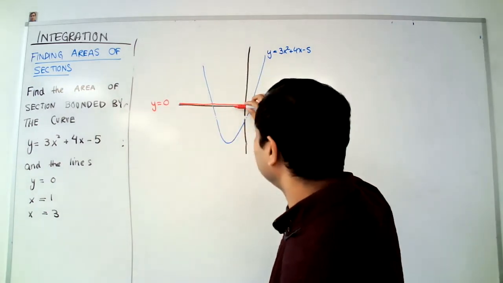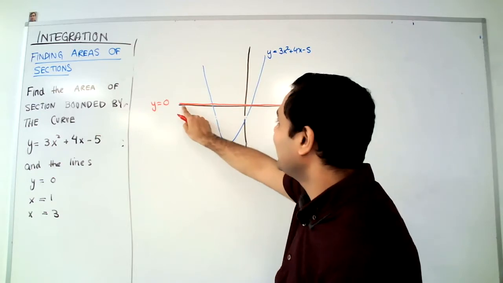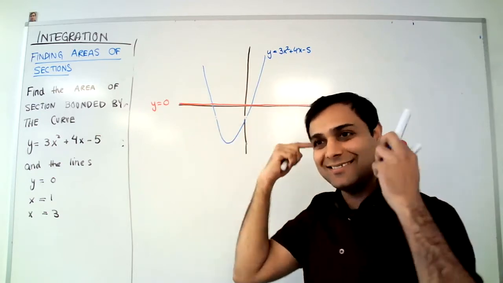Isn't that x equal to 0? No, it's y equal to 0. Y is 0, y is 1, y is 2, y is 3, y is 4. The x equal to 0 is this one. See here, what's the value of y? Yeah, it's the other way around.